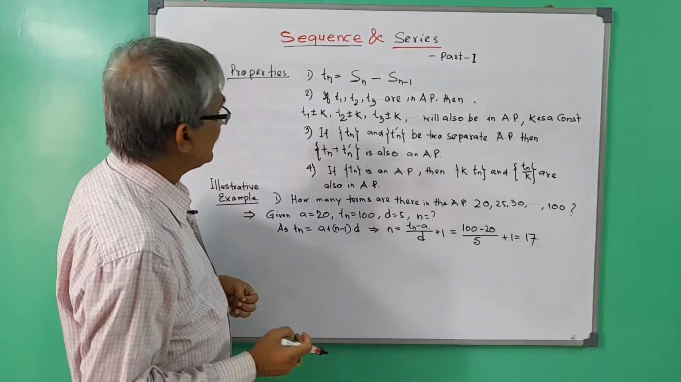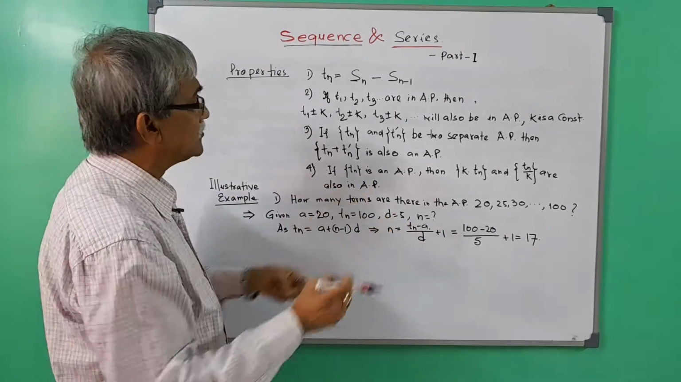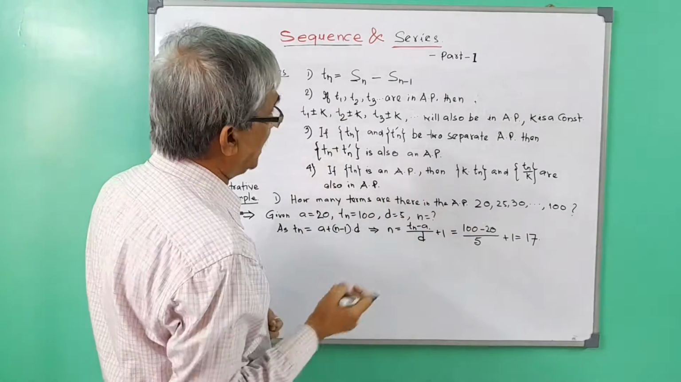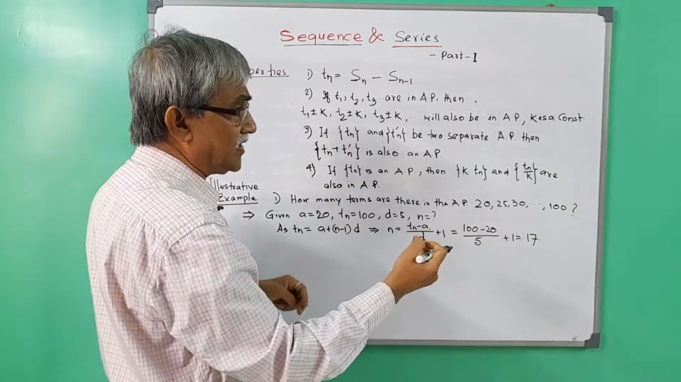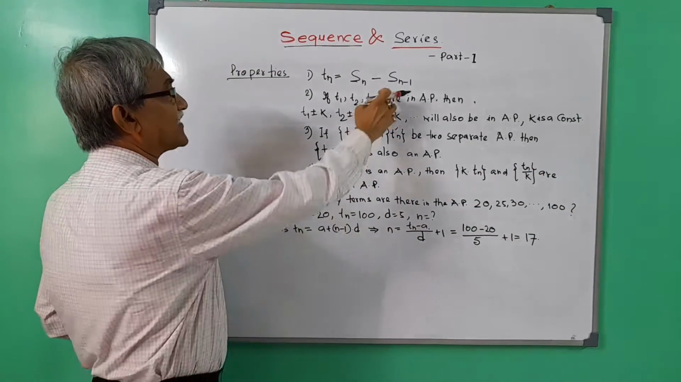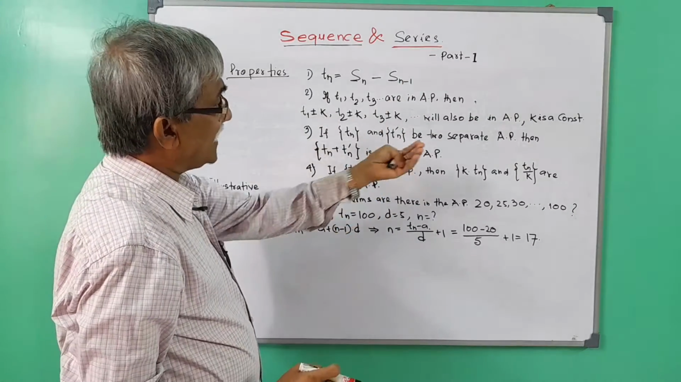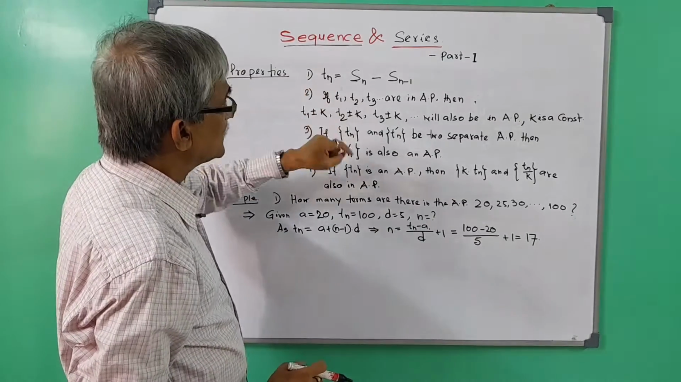Now we will discuss some of the properties which will be beneficial for our further course of discussion. The first one: Tn, the nth term, would be the sum up to n terms minus the sum up to the previous term, that is Sn minus S(n minus 1). Here S(n minus 1) denotes the sum up to the n minus 1 term. Okay, this is the first property, very useful.